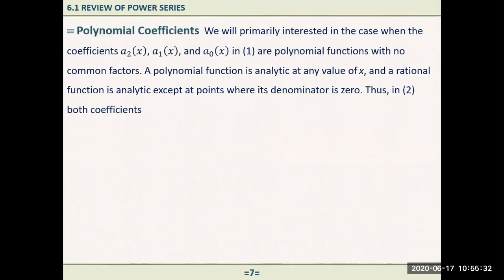So, polynomial coefficients. We will primarily be interested in the case when the coefficients a sub 2 of x, a sub 1 of x, and a sub 0 of x in our first equation, that is our second order linear differential equation, are all polynomial functions with no common factors. It makes sense, because if we have a common factor, let's say x minus x sub 0, I can just take it out and still write it in such a way that these polynomial functions a sub 2, a sub 1, and a sub 0 do not have any common factor.